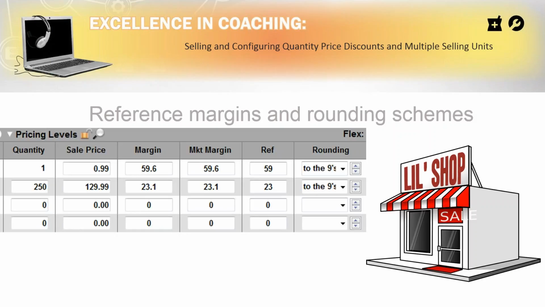So I have my quantity of 1 at 99 cents. I have a reference margin of 59% because I know that the rounding is always going to round up. So if the price came in at 89 cents, it's going to round it up to 99 cents, and so I want my reference margin to be a little lower, and I've got the 9s as my rounding scheme. Also on my quantity of 250, the whole spool, I have the price of $129.99, and I have a 23% margin.